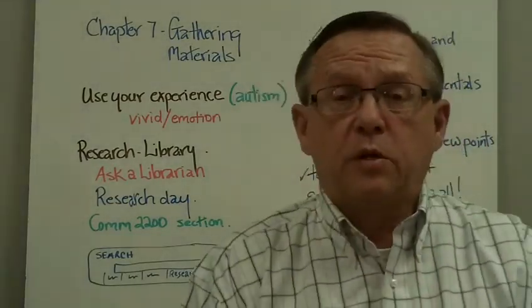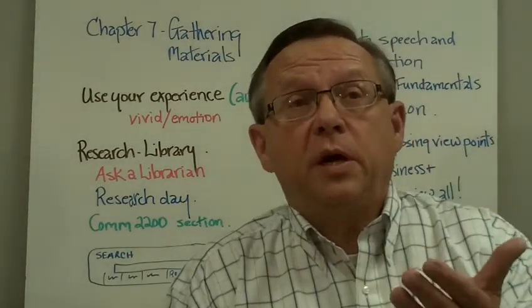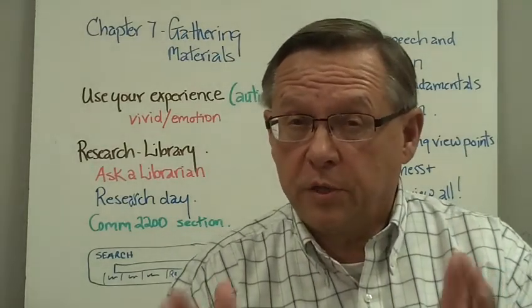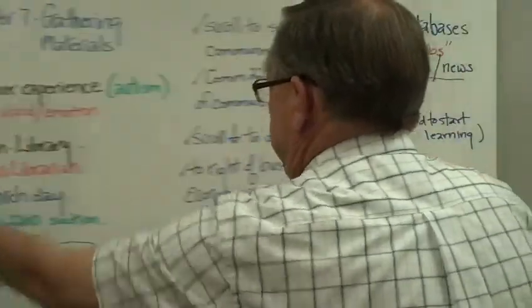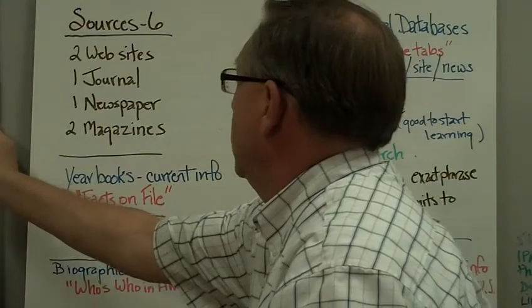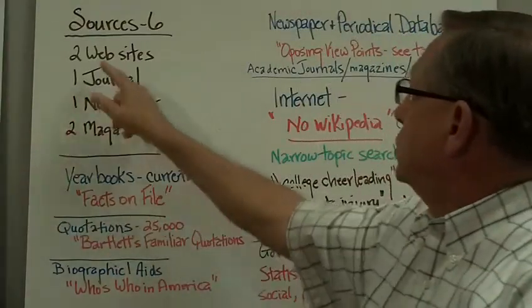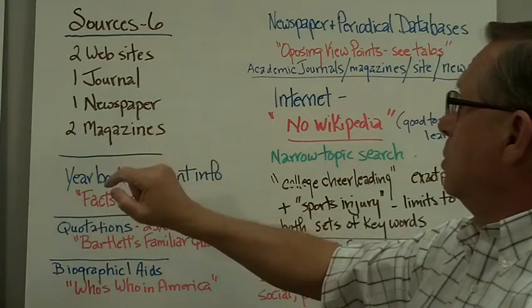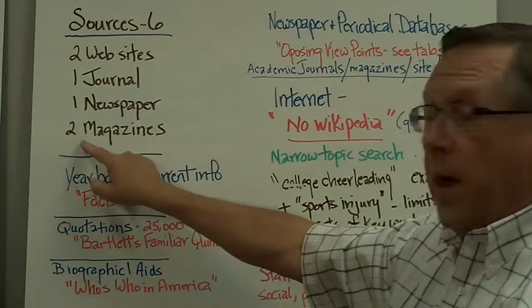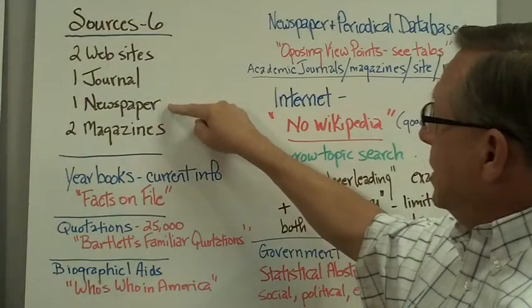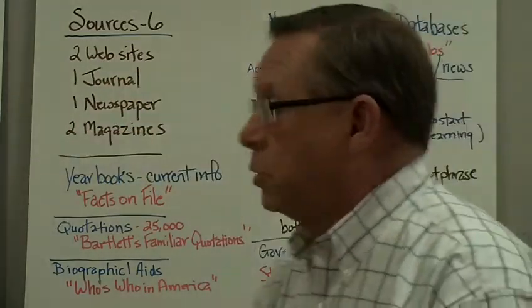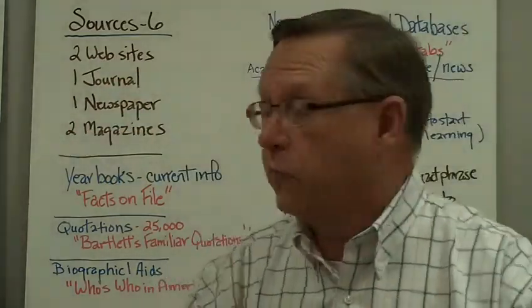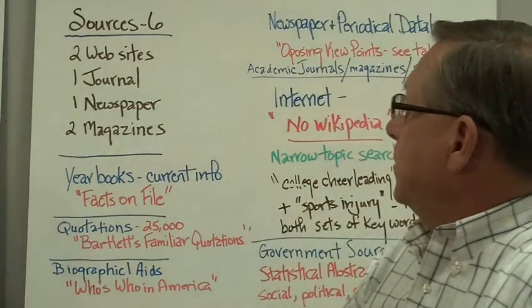Remember, in your speech, informative and persuasive, you have to have 6 sources, 3 different types of sources, but there is a minimum requirement of 6 sources. Now, the 6 sources might include 2 websites, 1 journal, 1 newspaper, 2 magazines. You can see there are 3 different types of sources, but there are 6 sources total. That's what we're looking for in your informative and your persuasive speech.